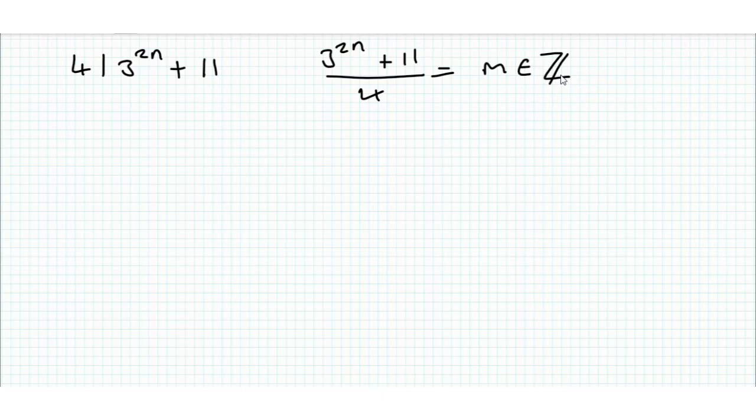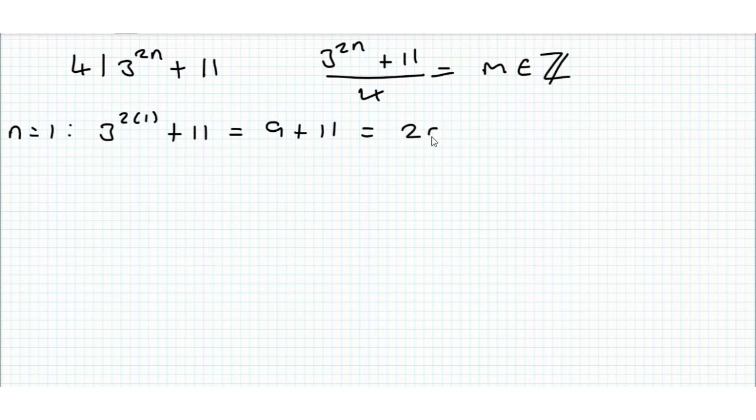Right, so we're going to take the case where n is equal to 1, just like in the last video, and 3^(2×1) + 11 is equal to 9 + 11, that's equal to 20, and 4 divides 20. Brilliant.